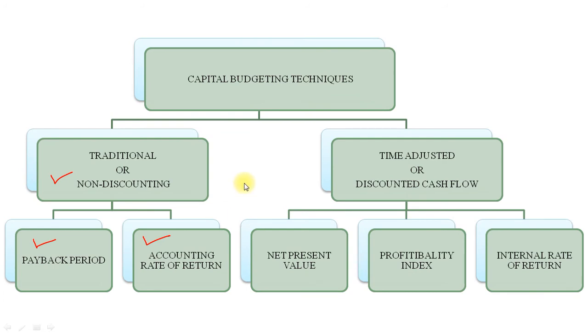In the last lecture, we discussed traditional or non-discounting capital budgeting techniques, in which we saw the payback period method and accounting rate of return method. Today, we will discuss time adjusted or discounted cash flow techniques of capital budgeting. We have three techniques in total: net present value, profitability index, and internal rate of return.